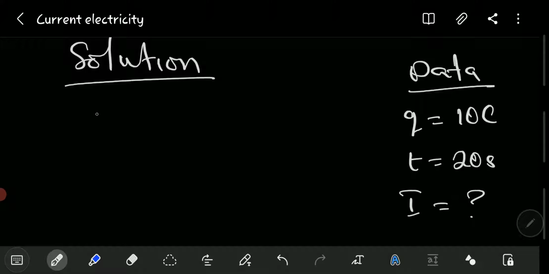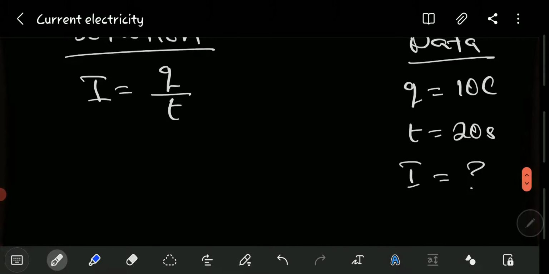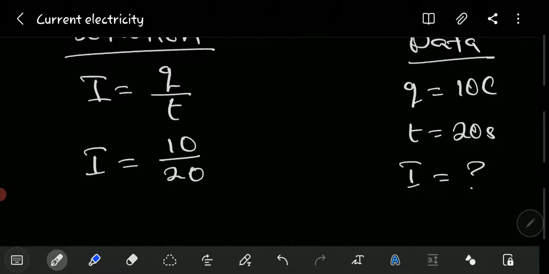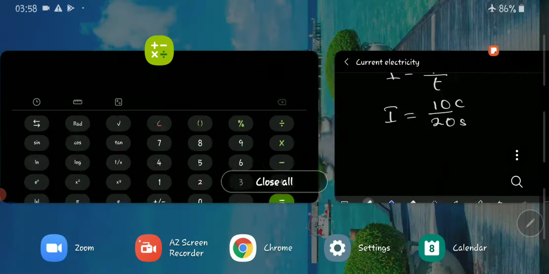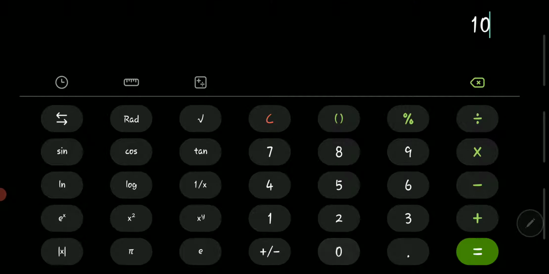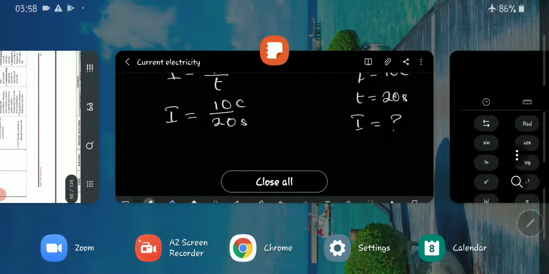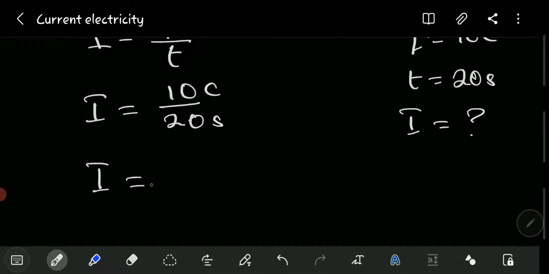So we're going to use that equation, and the equation is current is equal to charge divided by time. So we are going to have current is equal to 10 divided by 20. Okay, 10 coulombs divided by 20 seconds. This is going to give us 10 divided by 20, which is 0.5. So we have current is equal to 0.5 amperes.